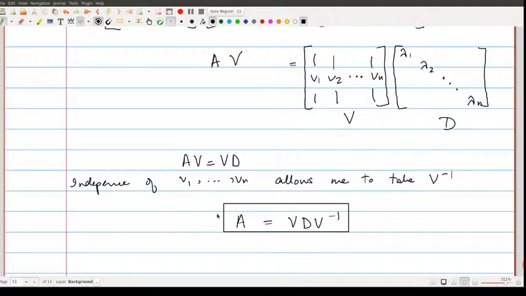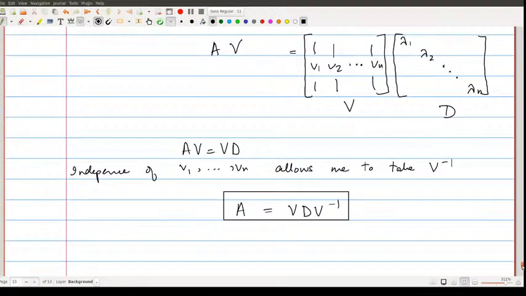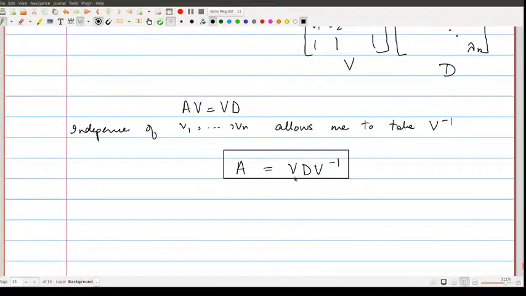Okay, and so what do you need to do for this diagonalization? You just need to find the eigenvectors and eigenvalues. As soon as you have them, then you have those matrices. And then you'll need to find V inverse, but we'll talk about how to compute this in an efficient way as well.